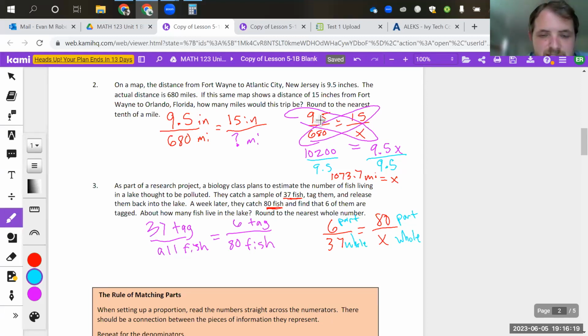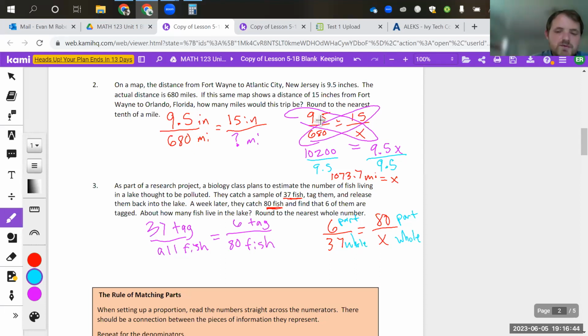The purple scenario is kind of more in line with the scenario. Like they caught 80 fish, 6 of them were tagged. They don't know how many fish are in the whole lake, but 37 are tagged. So really it just kind of comes up to preference. But that part over whole concept in blue there hopefully can make more sense if you're not sure where to go.